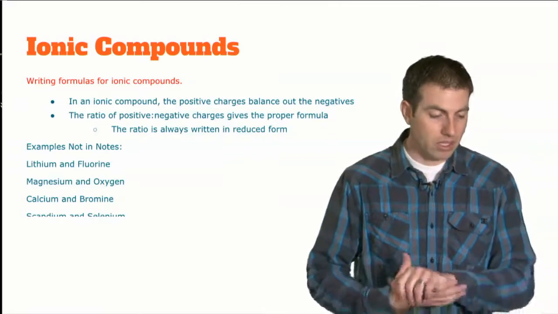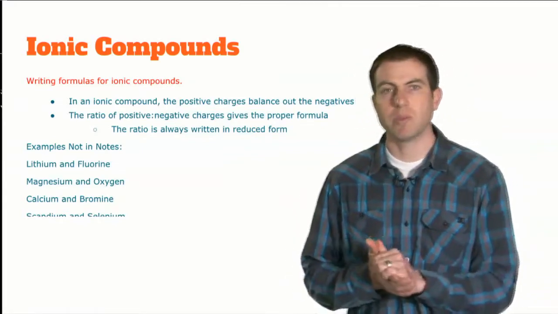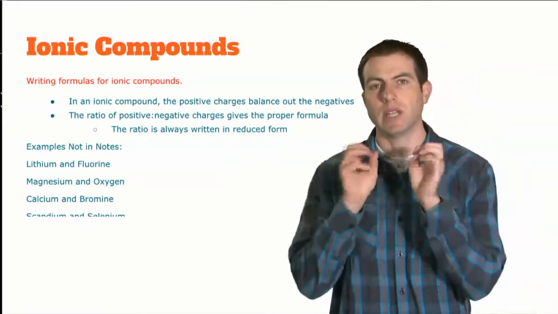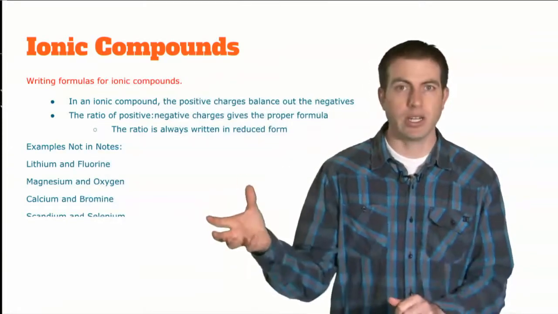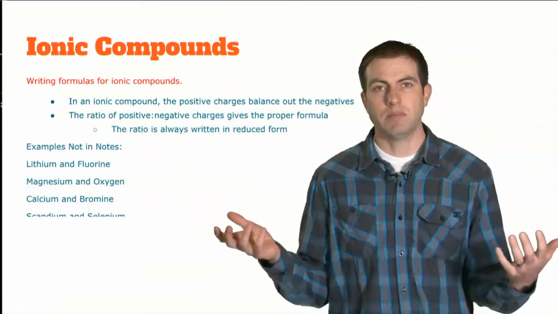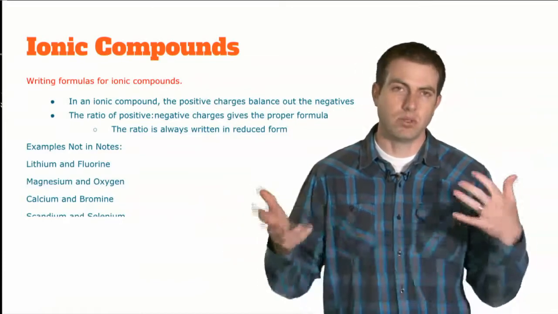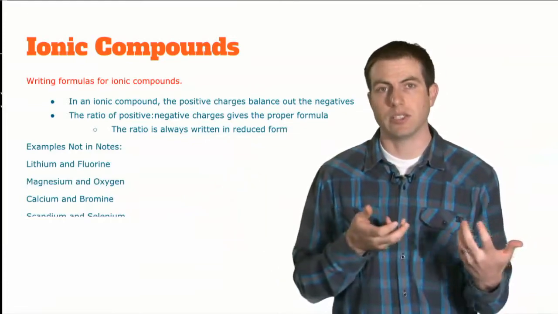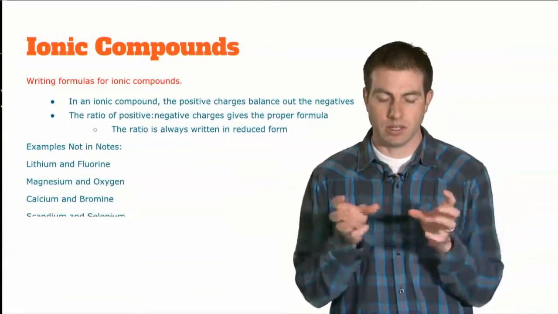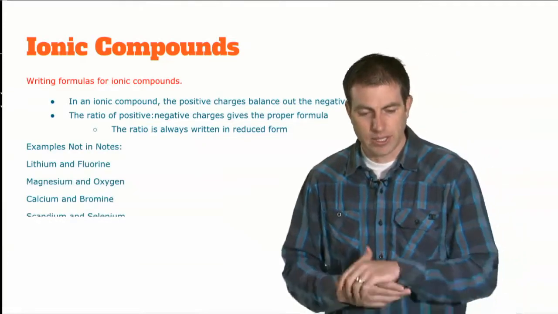Taylor, is there ever a metal and a metal together? No, metals won't bond with metals because metals always want to get rid of electrons. And if I'm trying to get rid of electrons and you're trying to get rid of electrons, we can't really be happy together because we're both trying to get rid of electrons. Because the nonmetals want to gain those electrons, they can combine together.